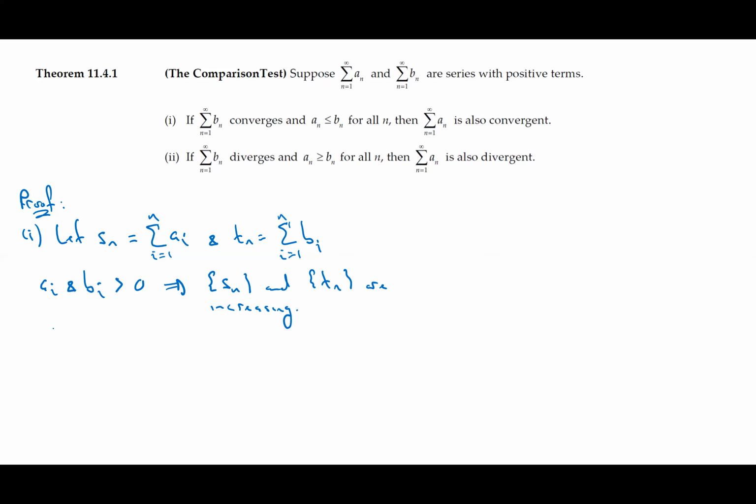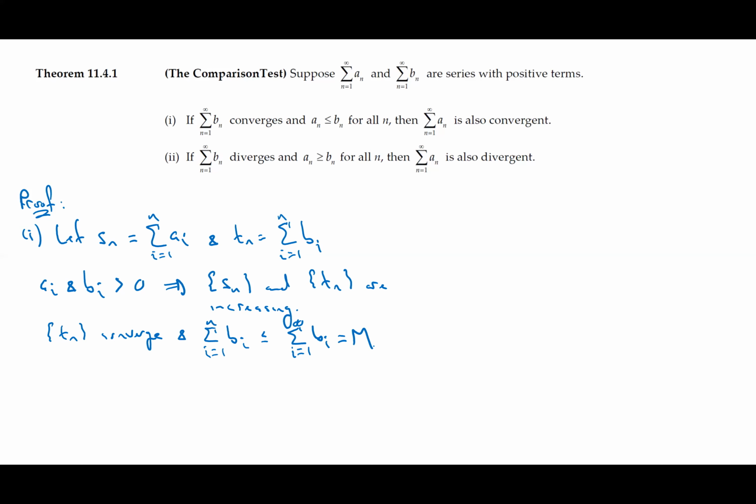The more positive terms you add, the larger the sum. Now, we know that the Tn's converge, and we know this, that the partial sum is going to be less than or equal to whatever the actual sum is. And so I'm going to give that a name and call that capital M. Okay?